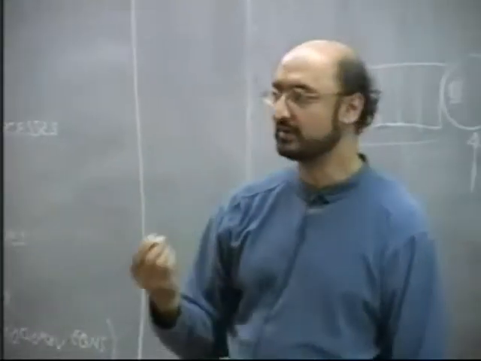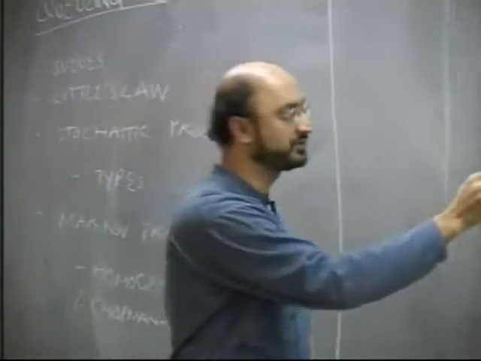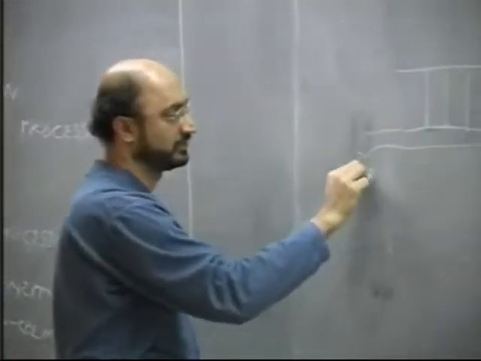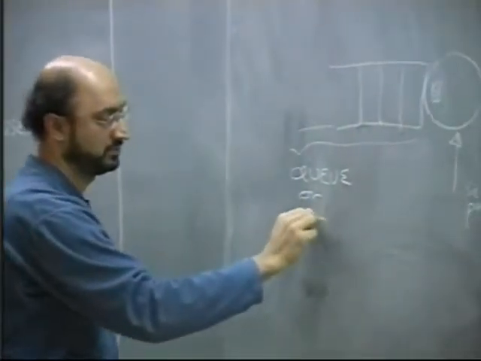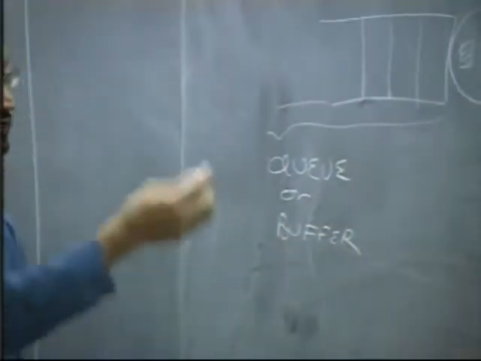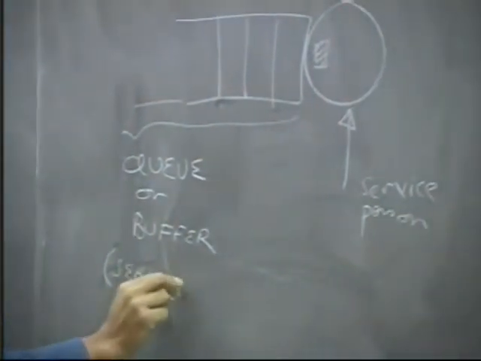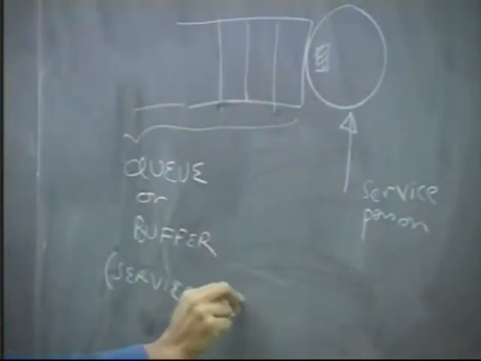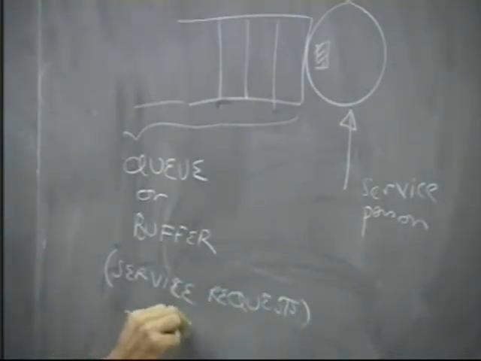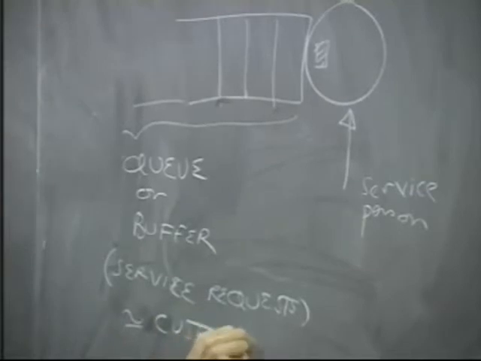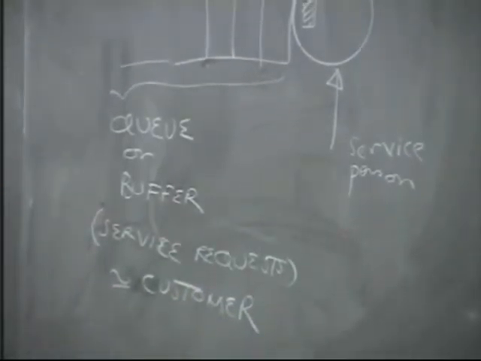Now, one of the things you need to understand about queues is that queues go with buffers. There is a storage space. This is called the queue or the buffer. And what's being stored in here are service requests. Or in some cases it's customers, but more generally when we talk about computer systems, we're talking about service requests that are being stored over here.